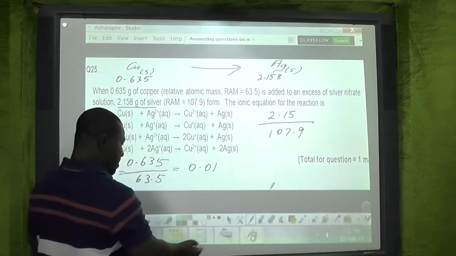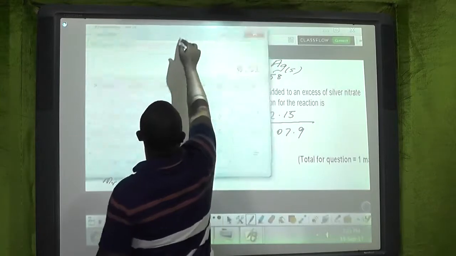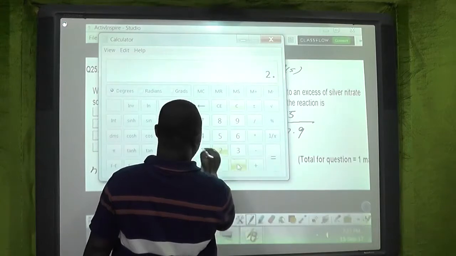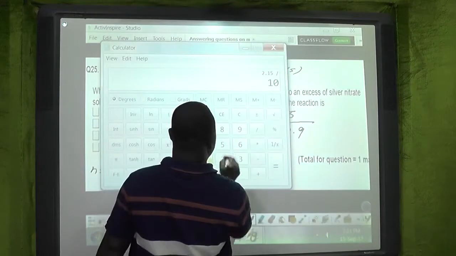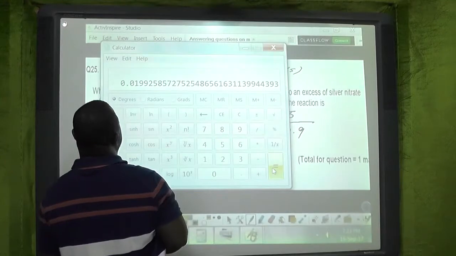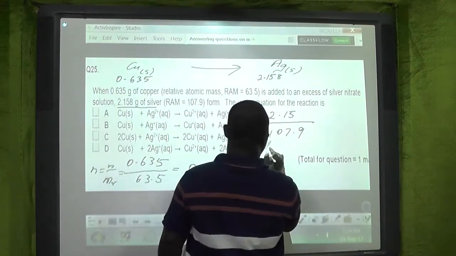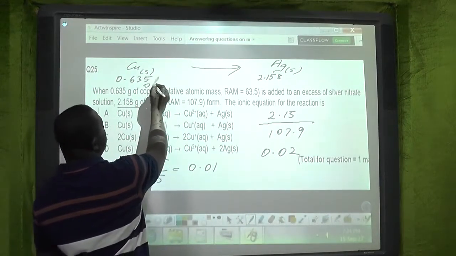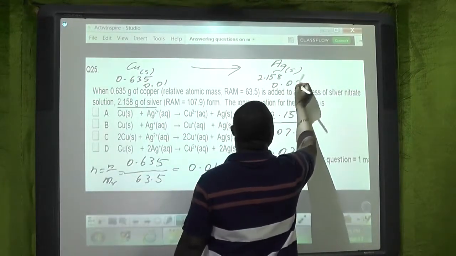215 divided by 109.2.15 divided by 107.9 gives us 0.019. 0.019999 is 0.02. 0.02 of this. That means 0.01 of this reacted, and 0.02 of this is formed.